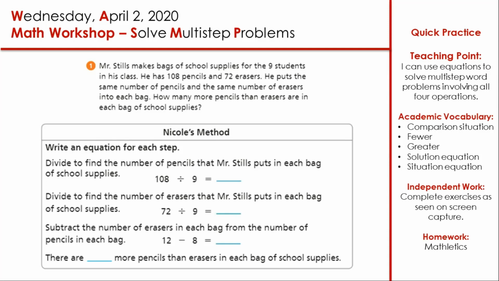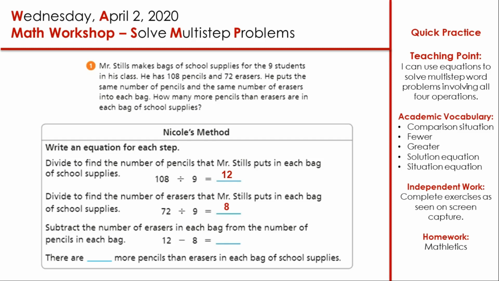As I recommended at first, or as analyzed, she divided 108, which is the amount of pencils that Mr. Steel put in each bag of school supplies, by 9, which is the amount of students in the class. So if she tries that, she will get that it is equal to 12. So that means that every kid will have 12 pencils in his bag. Now, I need to find the number of erasers that Mr. Steel put in each bag of school supplies. So I'm going to divide those 72 erasers among my 9 students. So if I try that, that would be equal to 8.